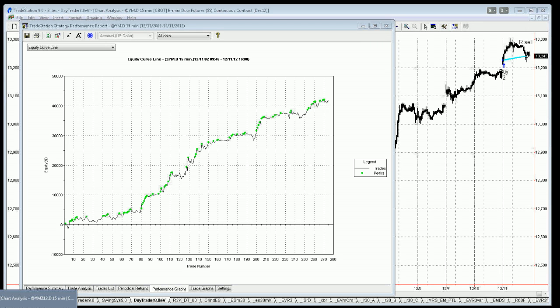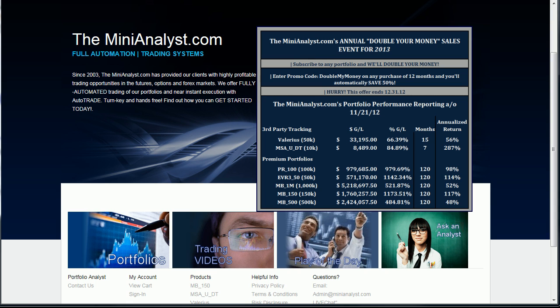So we're going to go ahead and move over. We've looked at the daily. All right, so we've looked at quite a bit of the analytics. Now we're going to switch over and look at the actual portfolios.